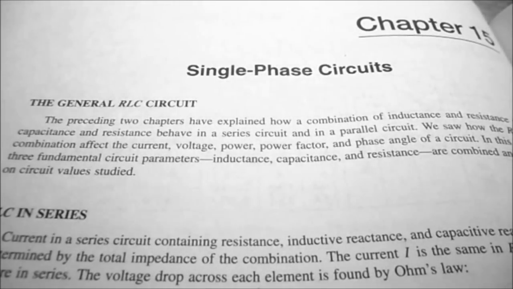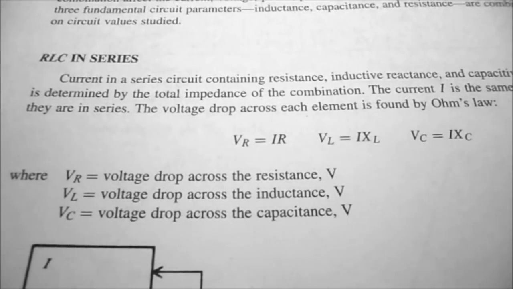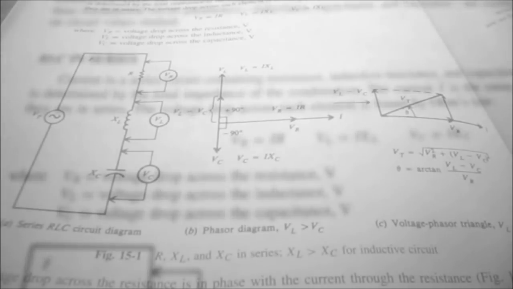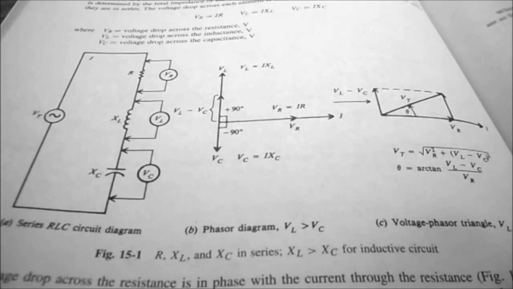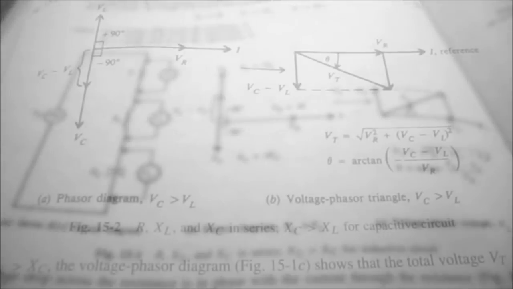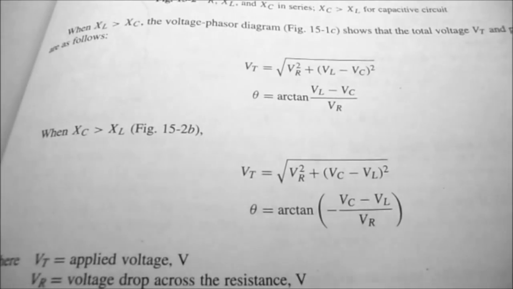And in chapter 15 they talk about single-phase circuits, and they talk about RLC in series, which is what we're going to be working on today. And in figure 15-1 they give us the RLC circuit diagram, phasor diagram, and voltage phasor triangle for when XL is greater than XC. So this is basically an inductive type circuit. And in figure 15-2 they give you the phasor diagram and voltage phasor triangle for when XC is greater than XL, basically a capacitive circuit. And they provide you with the formulas that we're going to be using in the lab today.